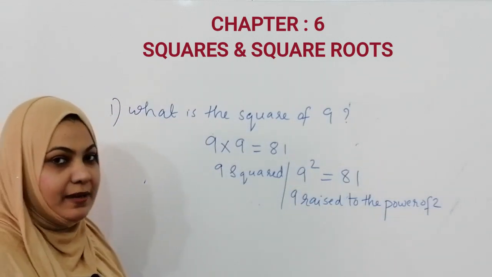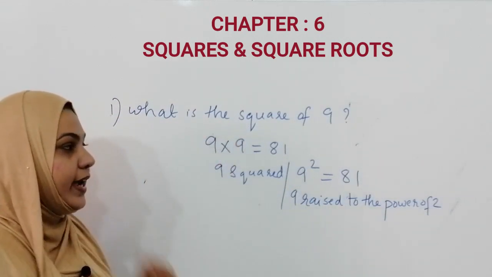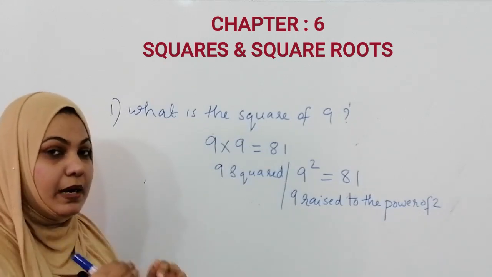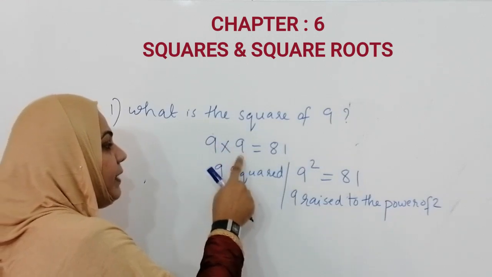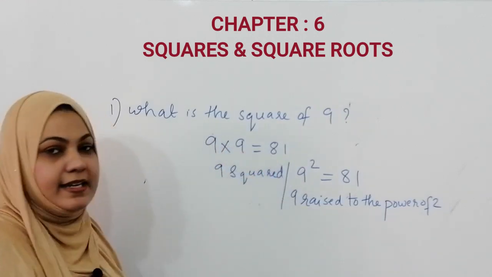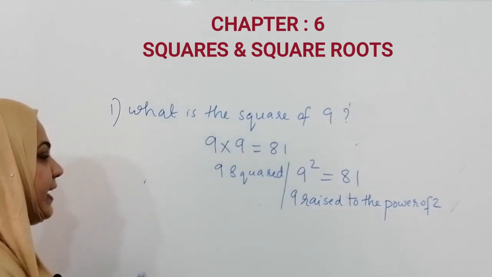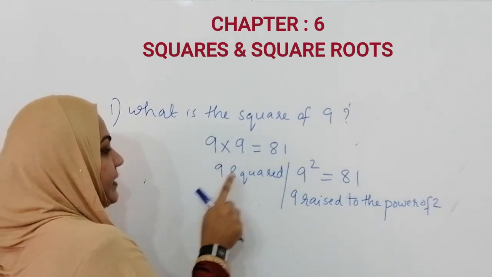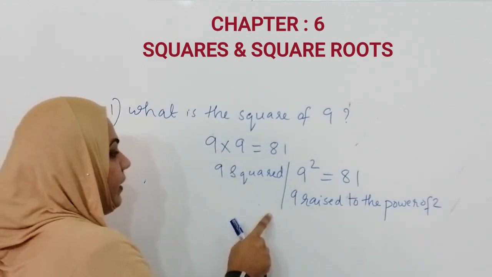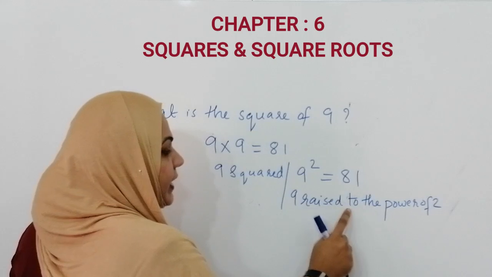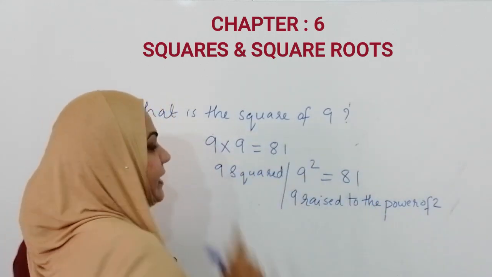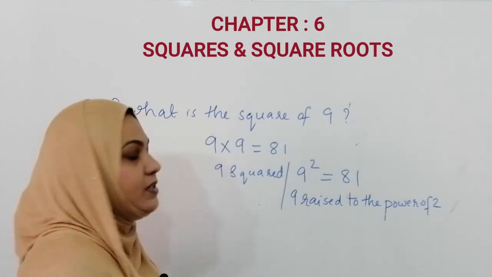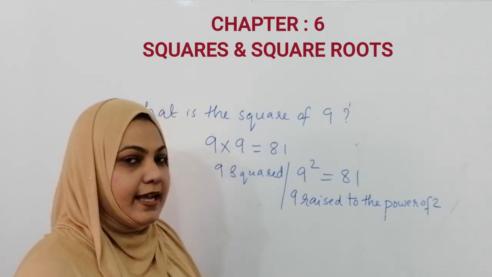So again I will explain. What is the square of 9? So here you have to multiply 9 by 9, that is 9 multiplied by itself, you will get 81. So how can we read 9 into 9? That is 9 squared, or 9 raised to the power of 2, that is 81. I think this question is very clear to you. We can do the second question.